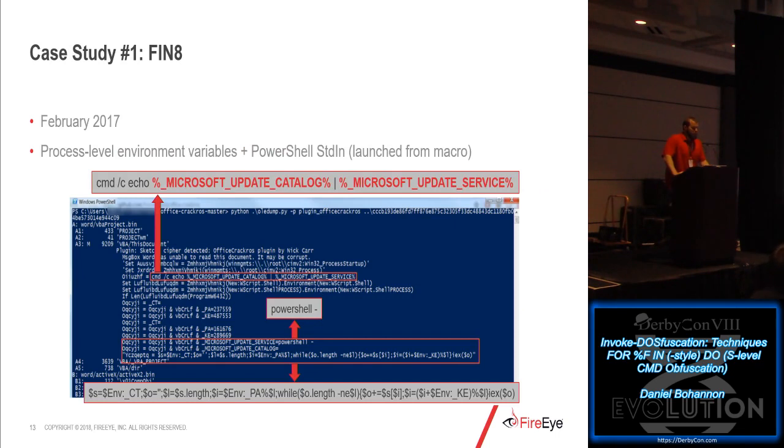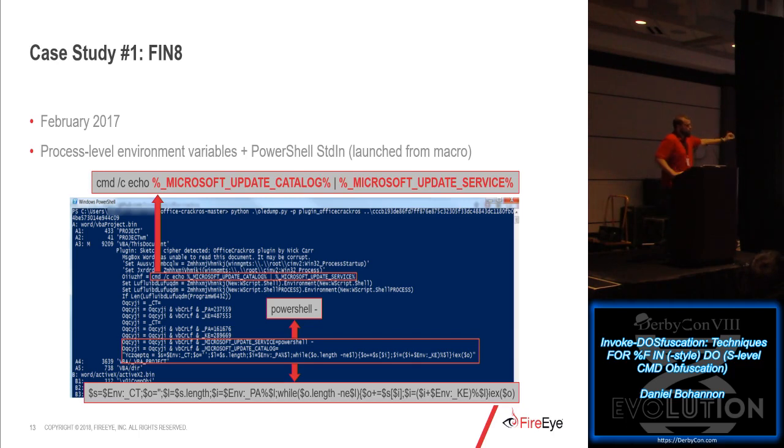So in February, we saw FIN8. This was already obfuscated in a macro, and this is the extracted portion. But what we can see is that the attackers set different process-level environment variables. At the bottom, they set this PowerShell command, which is referencing even more environment variables that were set from the parent process. The second variable is PowerShell dash. And then the top is actually what runs.